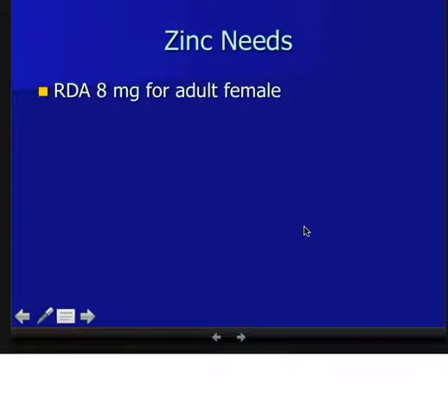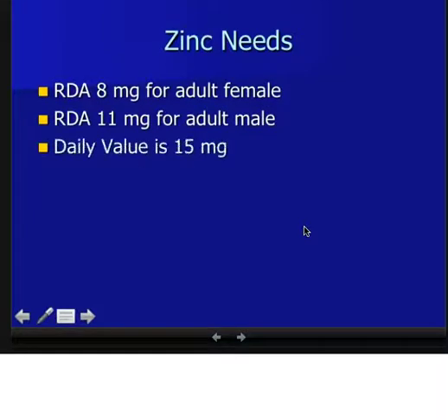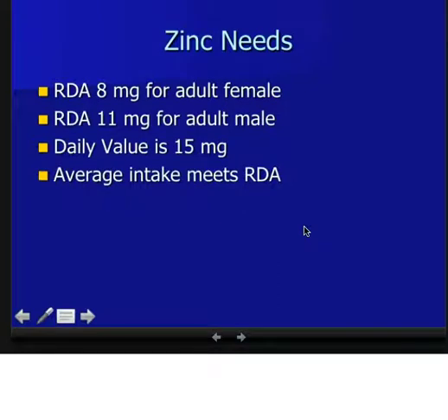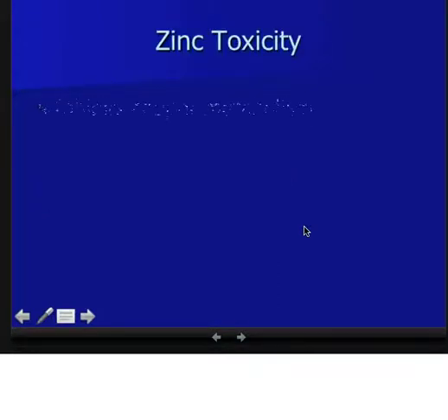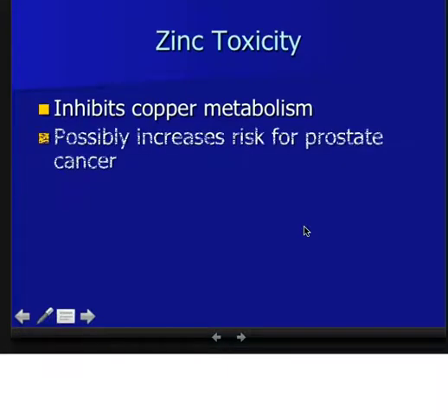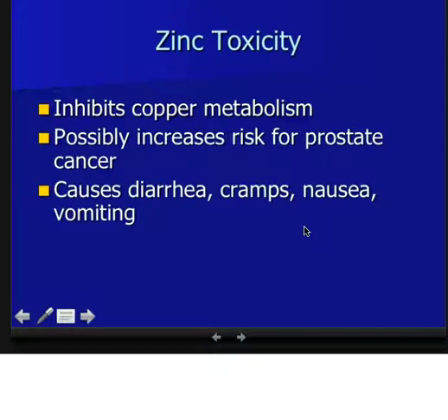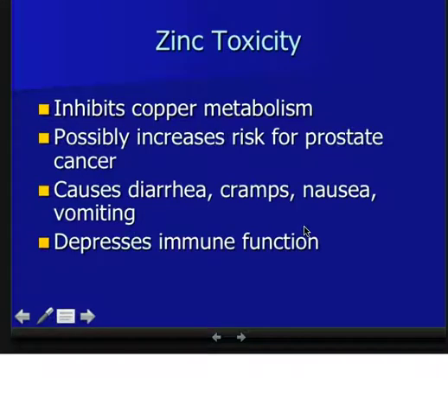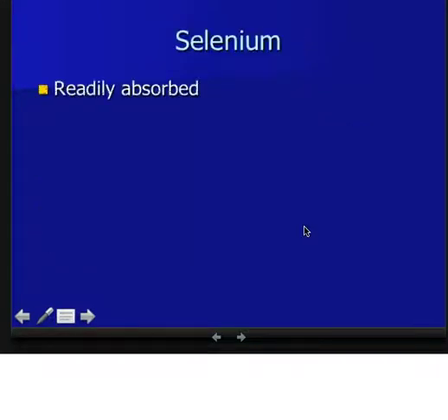What are our needs? Well, the RDA is 8 milligrams for an adult female per day and 11 milligrams for an adult male, where the daily value is about 15 milligrams per day. The average intake meets the RDA, and the upper level is about 40 milligrams per day. What are the results of toxicity? Well, it inhibits copper metabolism, and it could increase the risk for prostate cancer, and can cause diarrhea, cramps, nausea, and vomiting, and it can also suppress immune function.